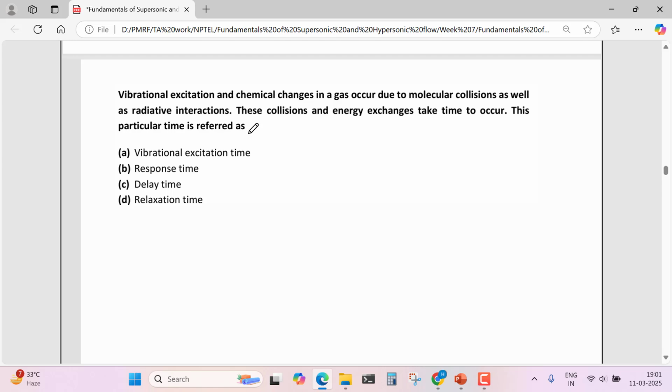So it takes some time for these changes to happen, and this time is referred to as, there are four options here: vibration excitation time, response time, delay time, excitation relaxation time. So this term is called the relaxation time. It is for both chemical changes and vibration excitation.